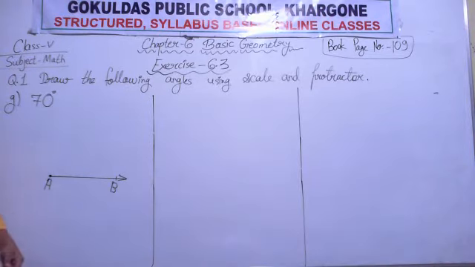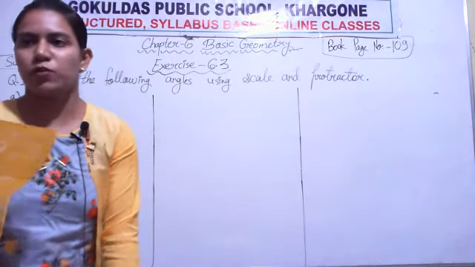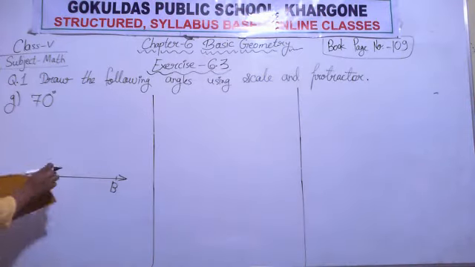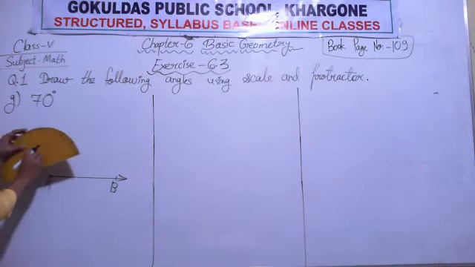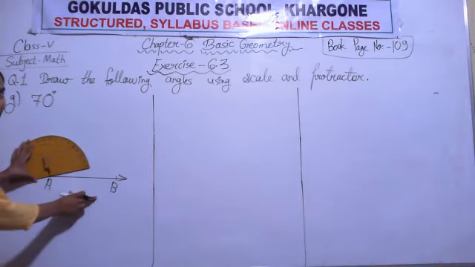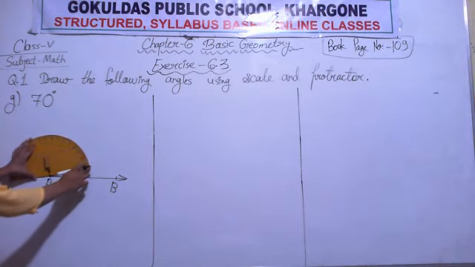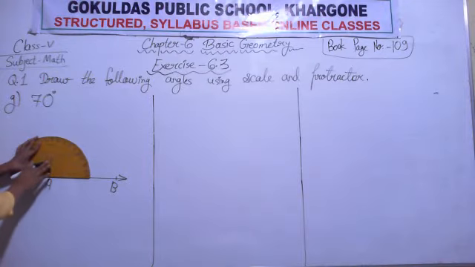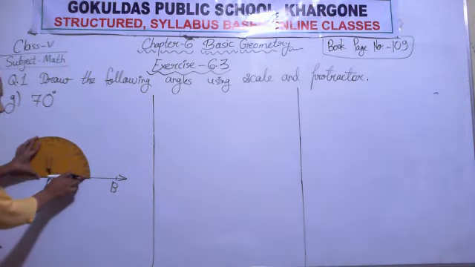Now step 1 is complete. Okay. Now for step 2, we need protector. Okay. What we will do? Keep the center of the scale on point A. Keep the center on point A. Now coincide the baseline of protector with ray AB. Coincide it. Okay. Now don't move your protector. We have coincided the baseline of protector with ray AB.